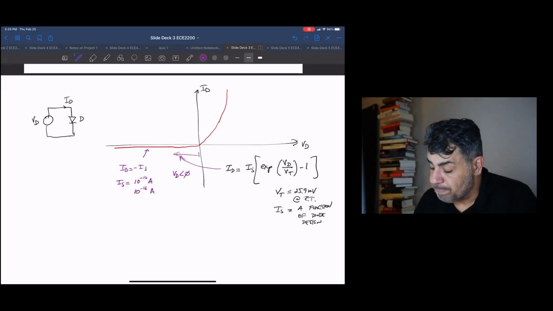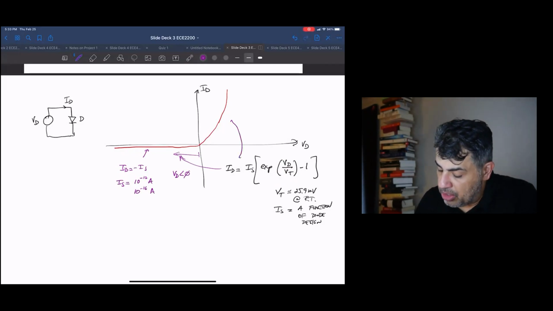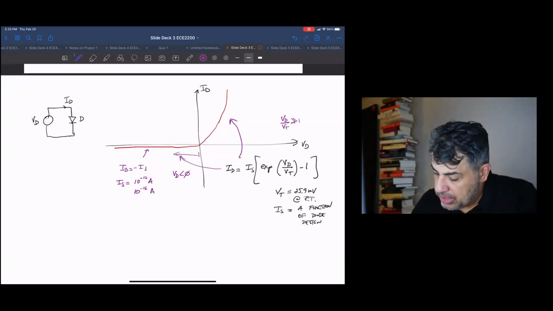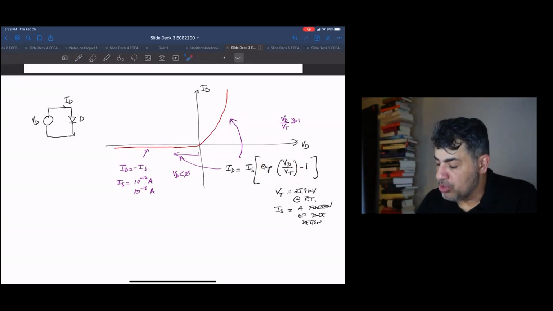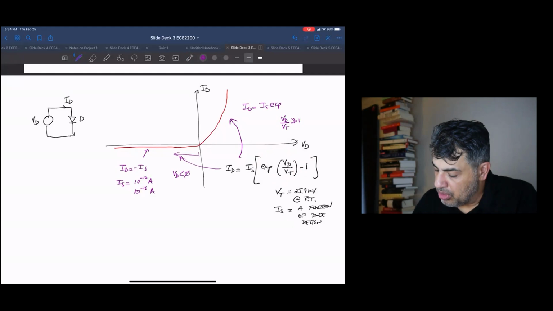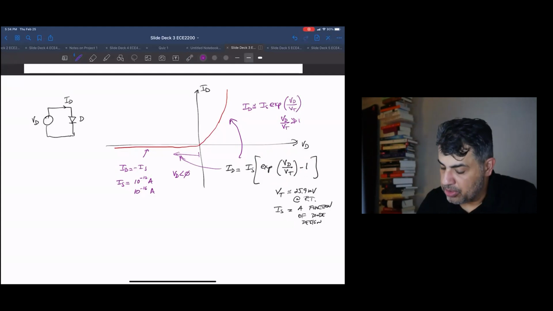So very small numbers. And then on the positive side of the curve, when V sub D over V sub T ends up being much greater than 1, this exponential term just blows up, gets huge. So it gets much larger than this minus 1 term. And then you can just call it over here ID is equal to I sub S exponential of VD over VT, approximately. Okay, so this is the exponential model of the diode.